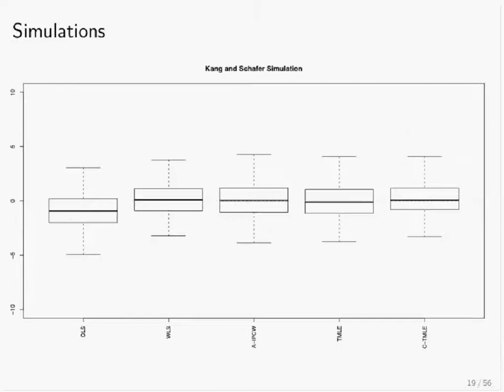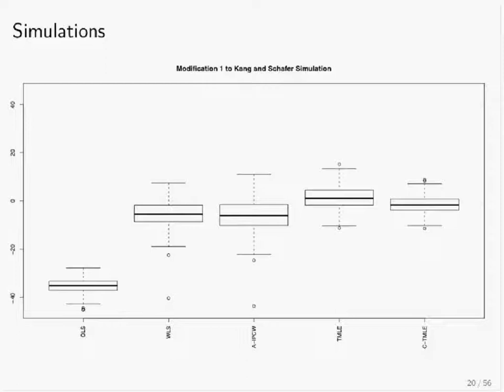These are the original King and Schaefer simulations, and you see these estimators presented here. You see that the least squares estimator, just doing plain least squares according to a parametric model, is actually biased. Most of these other estimators are, I mean, it's not that dramatic. TMLE, CTMLE, they're all doing fine.